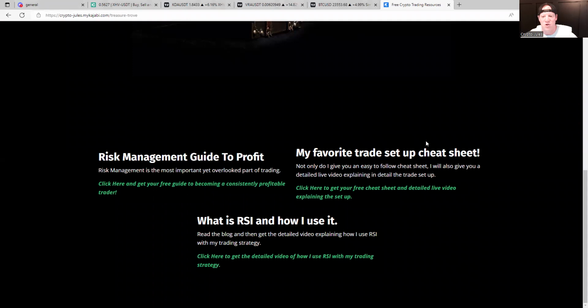And then I've got my favorite trade setup, which is the trade setup that I use quite frequently all the time. It is my most profitable trade setup that I use, point blank. And then I have what RSI is and how I use it.